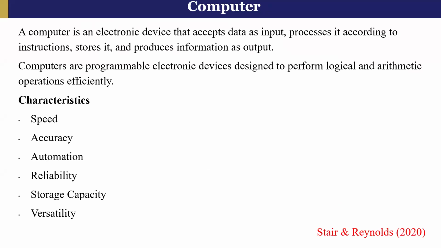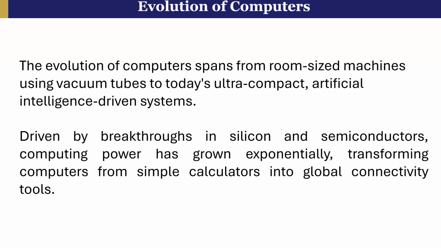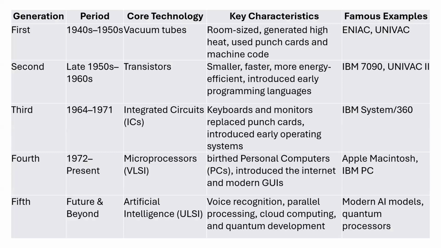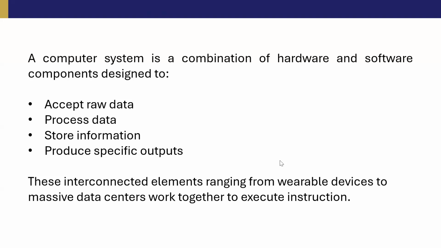We looked at some characteristics of computers, including the speed, accuracy, automation, reliability, versatility, and storage capacity of information. We also looked at the evolution of computers. We said computers have spanned various types, right from the first in the 40s to the second generation. We are now in the fifth generation, which involves artificial intelligence. So we are now using voice recognition, parallel processing, cloud computing, and quantum development. All these modern AI models are also helping computers to become more powerful.